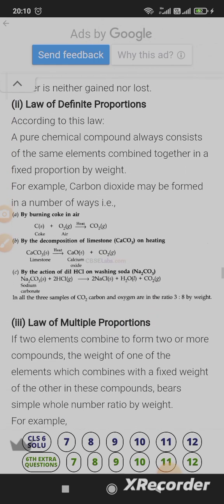Law of definite proportions. According to this law, a pure chemical compound always consists of the same elements combined together in a fixed proportion by weight. That means a pure chemical compound always consists of the same elements combined together in a fixed proportion by weight.